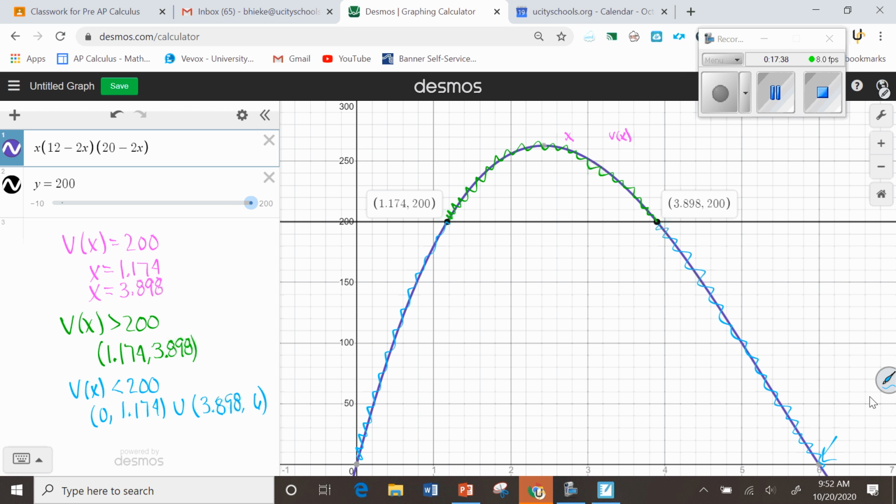So that is the greater than, less than stuff with a number other than 0, but it works the exact same. It's just how you interpret it.